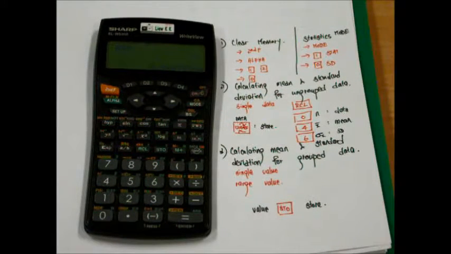Last but not least, standard deviation. Notice there's a range of numbers, so if we want to write our answer, we always write to 3 SF. 3.34 would be the answer in this case. There you are. We are done with the calculation of mean and standard deviation for ungrouped data.